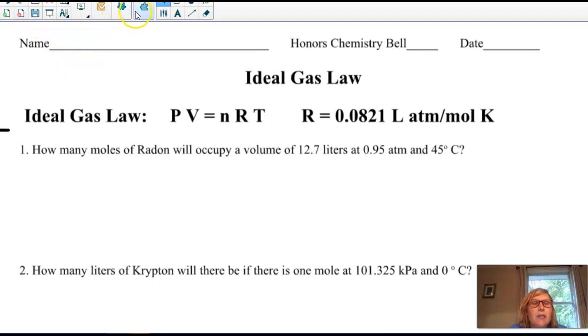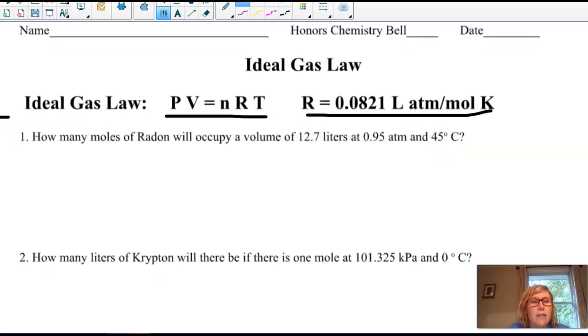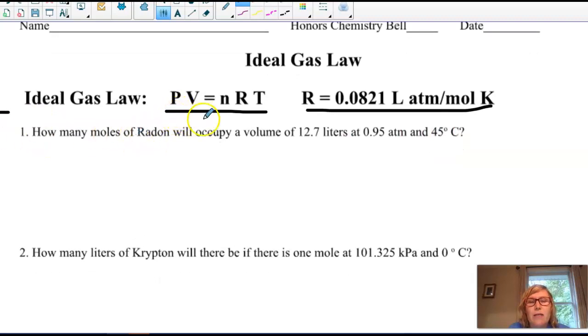So this is page number 11 in your homework packet, and here's some examples of ideal gas law problems. So this is the equation, PV equals nRT. In class, I would call this Pervnert. And this is your R constant that you're going to use. So it says how many moles of radon will occupy a volume of 12.7 liters at 0.95 atm and 45 degrees Celsius.